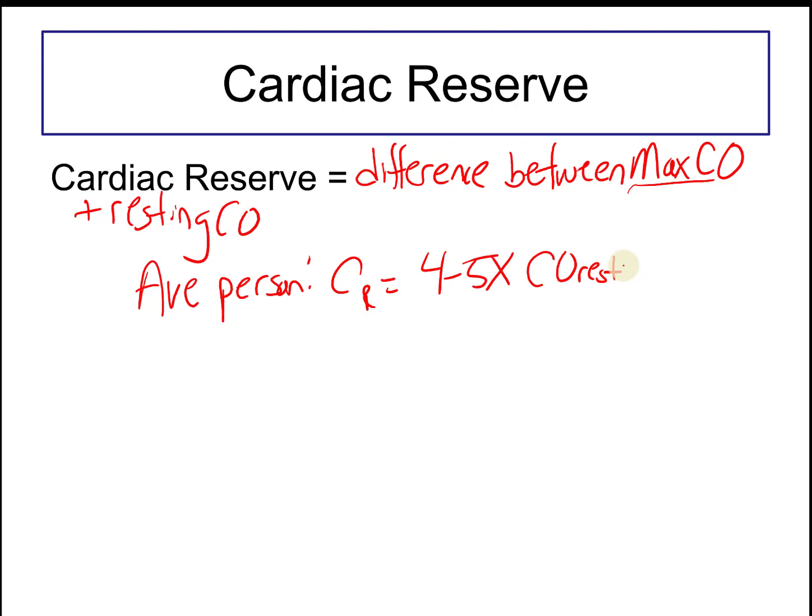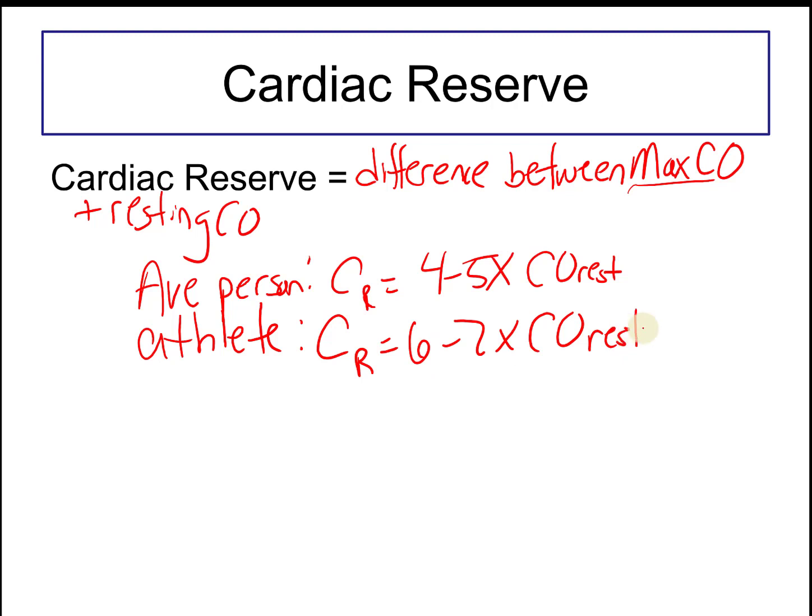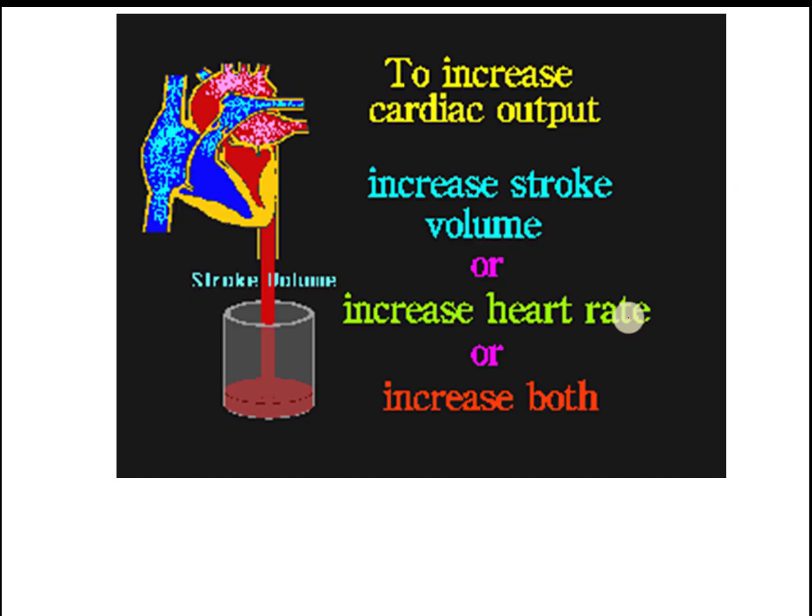That's incredible. But for an athlete, the cardiac reserve is even greater. It's 6 to 7 times cardiac rest. And that's pretty amazing. Now remember, athletes exercise for a living. So you might say, I want to have a bigger cardiac output. How can I get it?